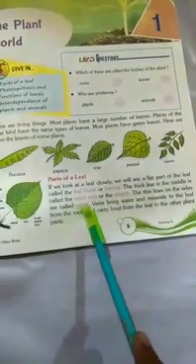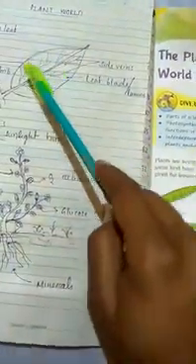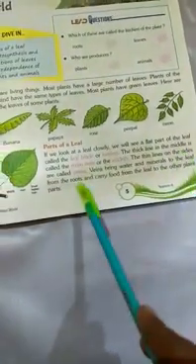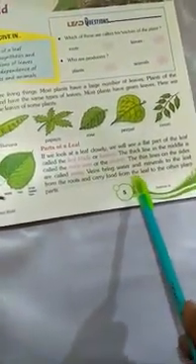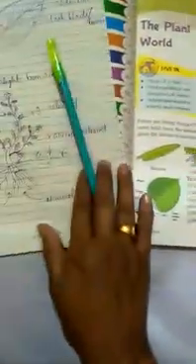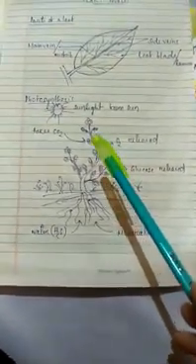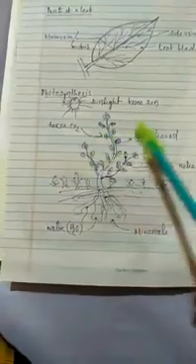Then the thin lines on the side are called veins, or side veins. Veins bring water and minerals to the leaf from the roots and carry food from the leaf to the other plant parts. So from the root the leaf takes the water and minerals to prepare food, and that food is again carried by the veins to the different plant parts.